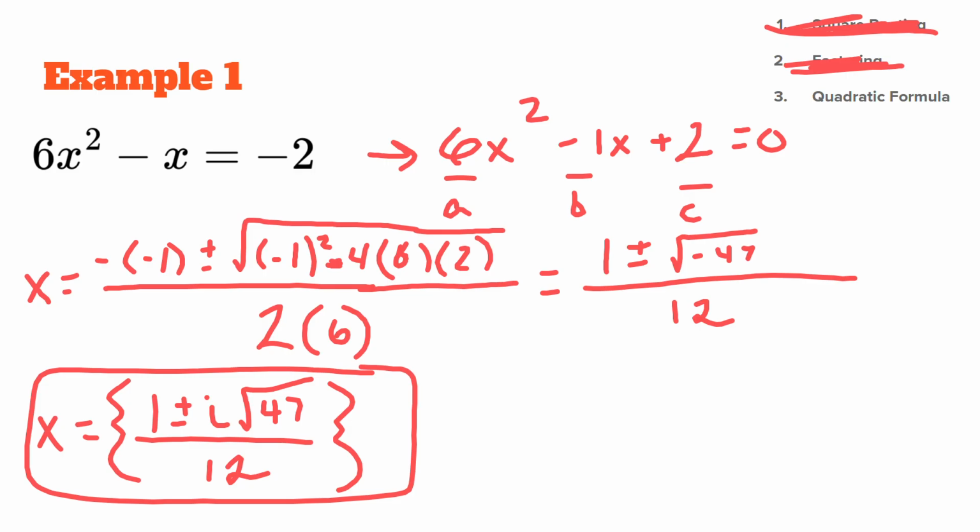So it doesn't look pretty, but that's okay. That's as simplified as we can get. That's our final answer. We have 2 imaginary solutions to the equation. Okay, so that's our first example.